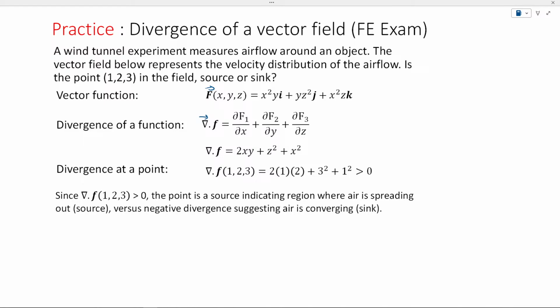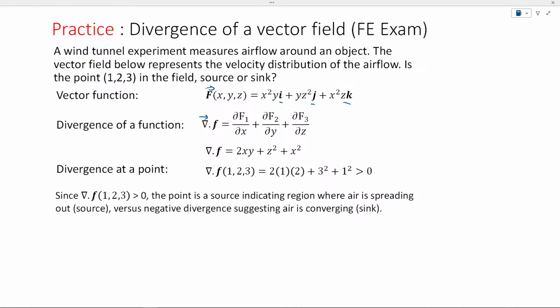So that's what you do. It's telling you here, a wind tunnel experiment measures airflow around an object. The vector field below represents the velocity distribution of the airflow. So that's the velocity in the I direction and the J direction and the K direction. I'm asking you here, is the point in the field a source or a sink?